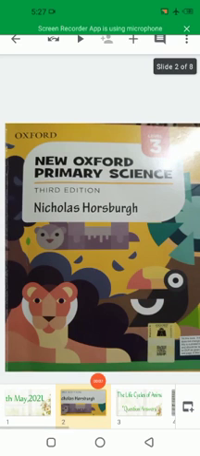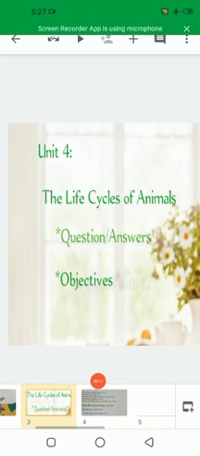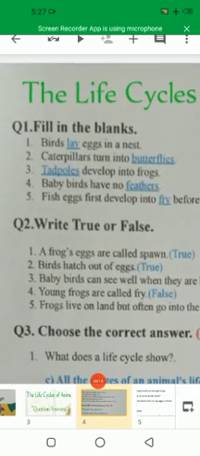Today, in our general science lesson, we are going to revise Unit 4, the life cycles of animals. So, our first question is fill in the blanks. First blank is birds lay eggs in a nest. Next, caterpillars turn into butterflies.